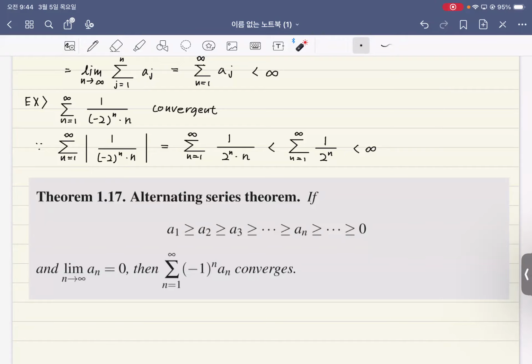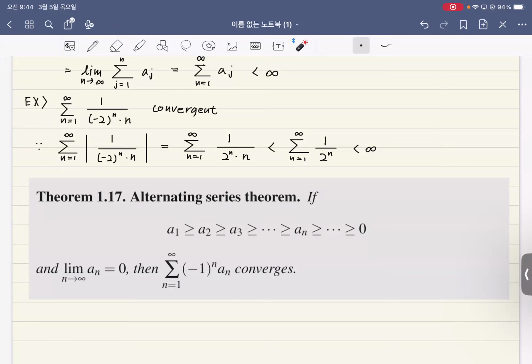This is an infinite series, but this is not a positive series. This is clearly an alternating series, positive number and negative number, positive and negative, because of this alternating factor. And it tells us this one is also convergent. So this is what we call the alternating series theorem.